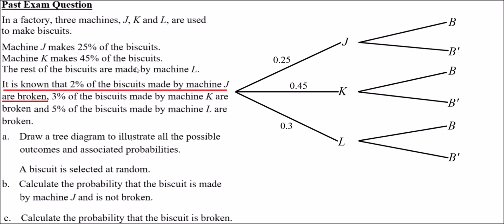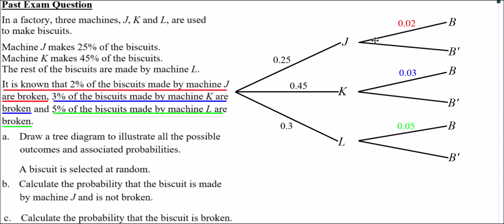So 2% first of all for machine J, we can put in 0.02 at the top. 3% made by machine K, 3% as a decimal is 0.03. So there's a 3% chance here that if it's made by K, it gets broken. And finally, 5% of biscuits made by L are broken, so we're going to put down here 0.05.